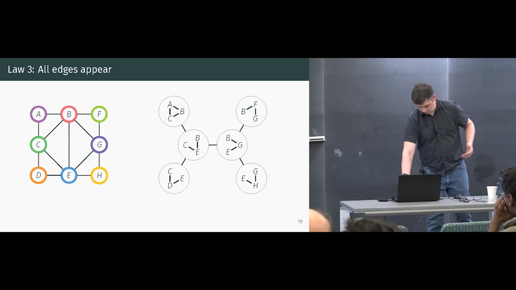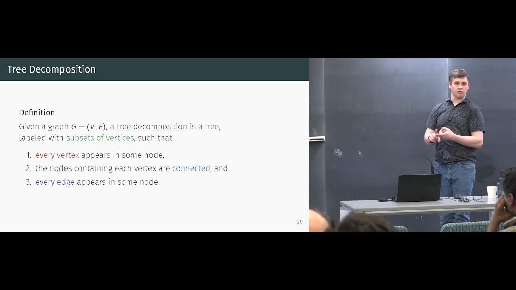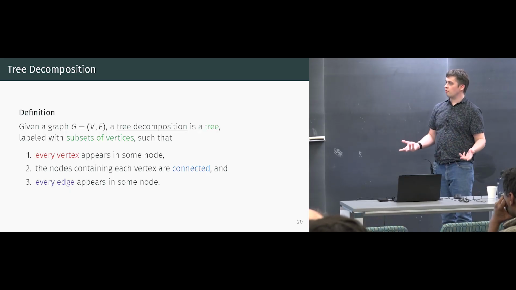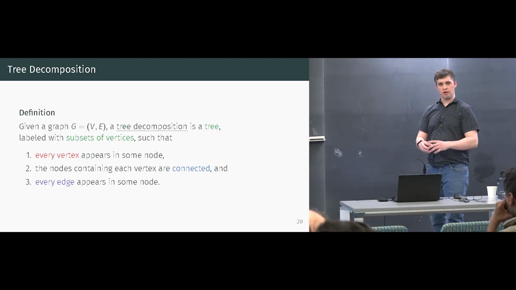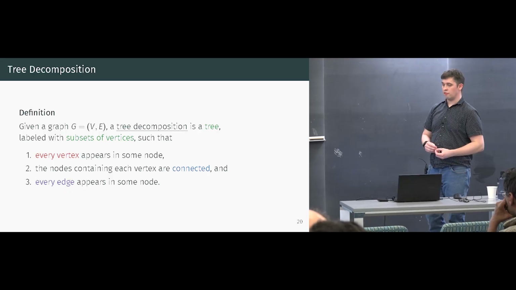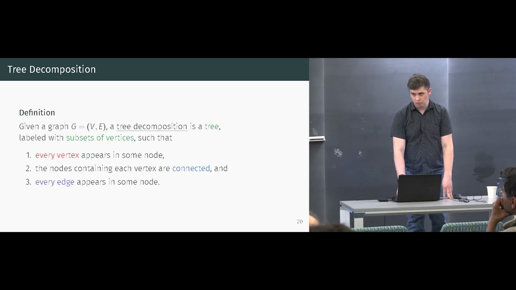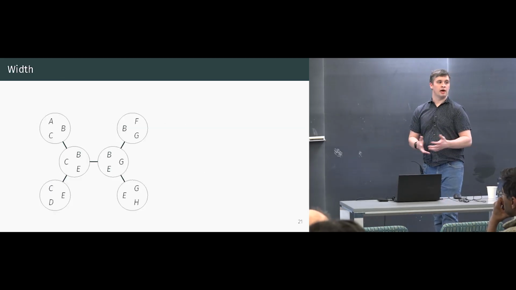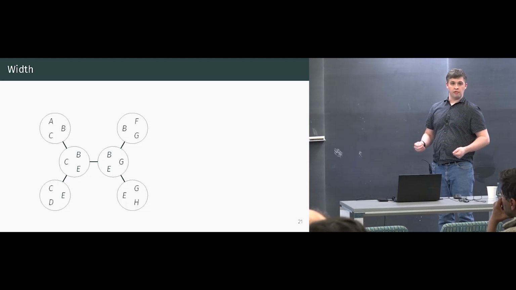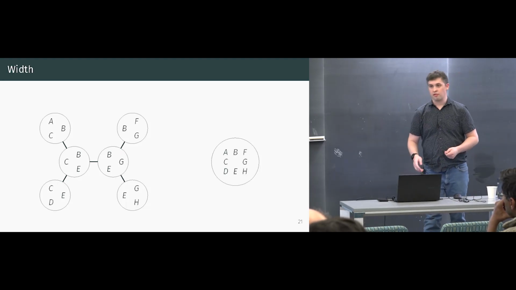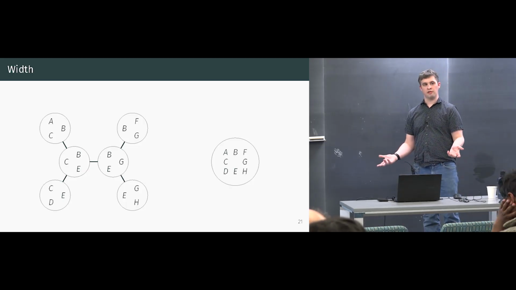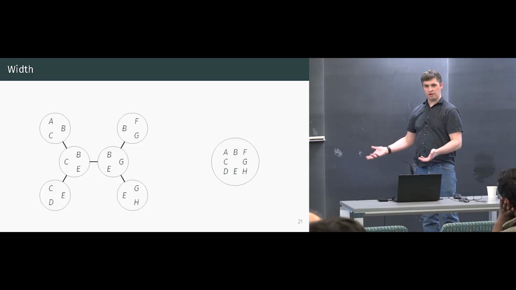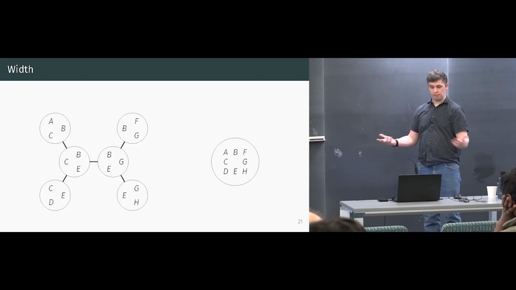And that's it. That's the definition of a tree decomposition. It's just a tree labeled with these subsets of vertices such that every vertex has to appear, every edge has to appear, and there's this connectivity on the vertices. Okay, so then tree decompositions are not unique. This is a tree decomposition of our original graph, but so is this. You can just dump all the vertices into one node, and technically that satisfies the definition, right? All the vertices are there, all the edges, connectivity is trivial, everything checks out.